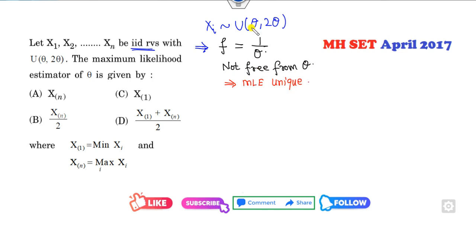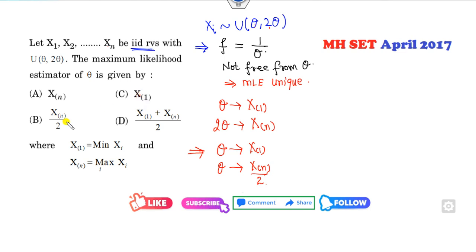So what does it mean? This has MLE at the lower limit, this has MLE at the upper limit. That means you can see the lower limit is x1 and from here it is xn over 2. Clear? Now x1 is also there, this number is cancelled because we got xn divided by 2. This number is also cancelled out because it is not linear, it is not the average of these.